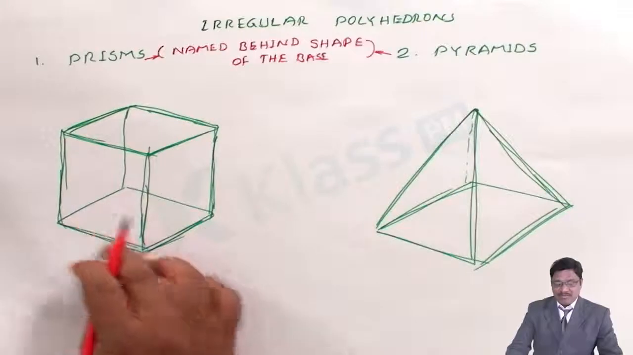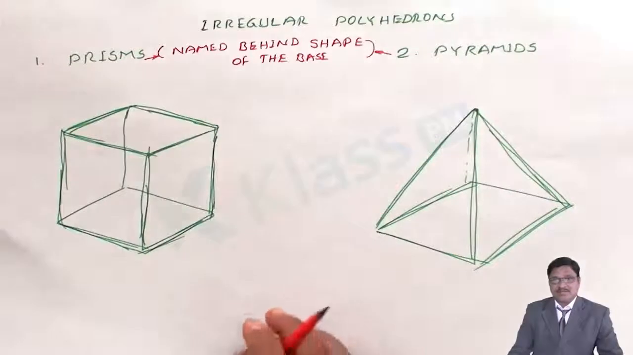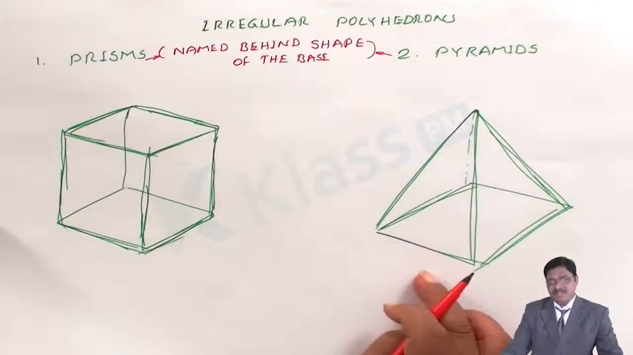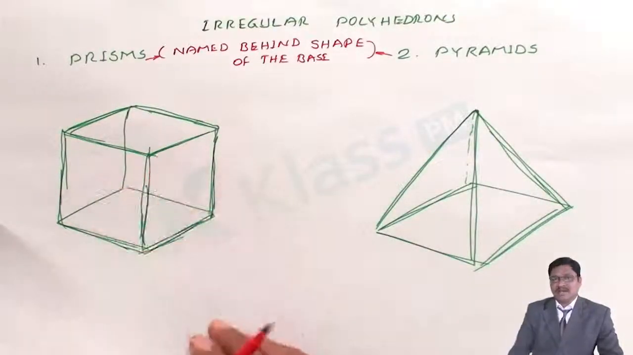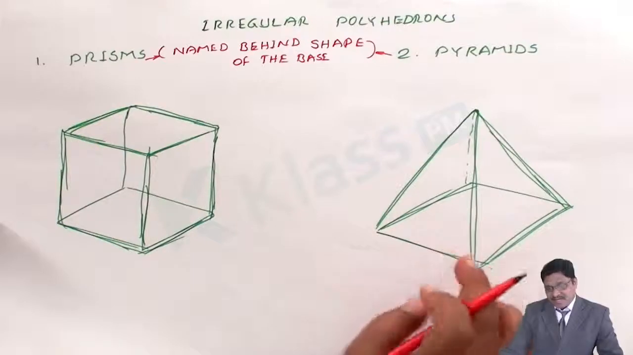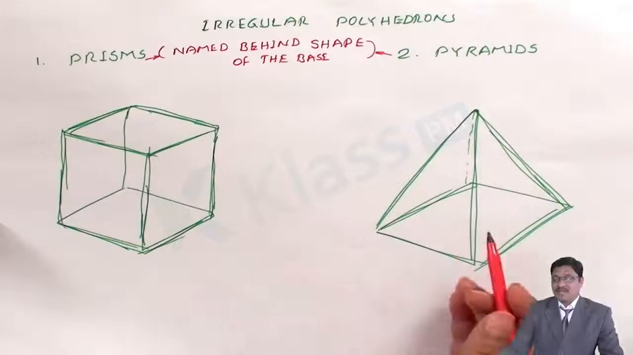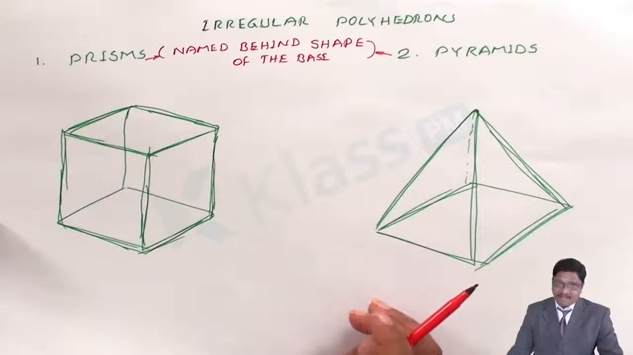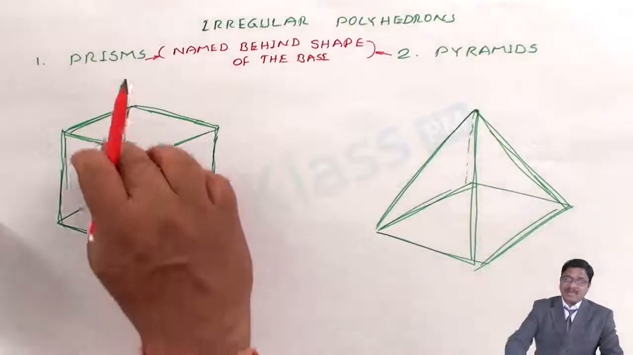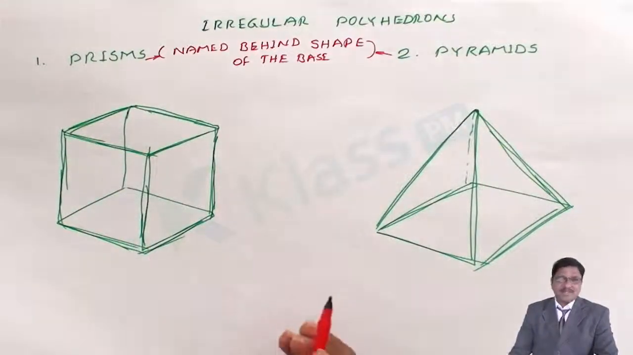Suppose I take this, what is the base shape we have? It is a square, so it is known as a square prism. Since the base shape is a square here, it is known as a square pyramid. If the base is a triangle, then it is a triangular prism. If the base is a pentagon, then it is a pentagonal pyramid. If it is a hexagon, hexagonal prism. If it is a rectangle, rectangular pyramid. So it depends on the base shape, and based on that these are named. For examples under the prism, you can write triangular prism, square prism, pentagonal prism, hexagonal prism, and so on.